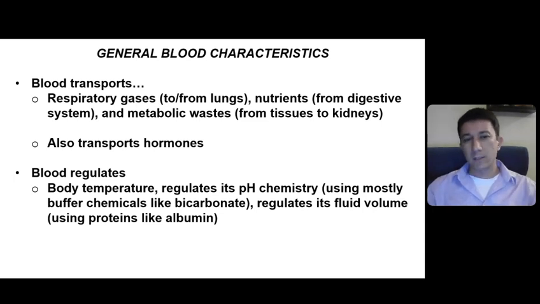The blood also transports hormones. The endocrine glands will secrete their chemical messenger hormones into the bloodstream, and the blood will carry those hormones throughout the body.